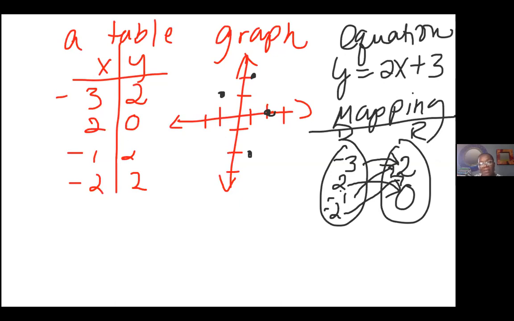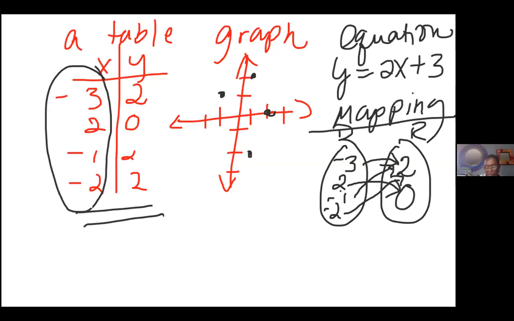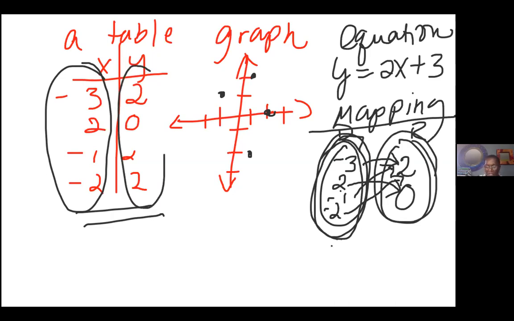Could you explain the mapping again? Okay, let me recap this. Let me bring this back. Okay, there we go. The mapping is just another way for you to display the relation. You see how I have the relation in the table right here? And the domain has the elements -3, 2, -1, -2. That's what's in the first oval right here. So the first oval represents the domain. And then the second oval represents the range, and the range had the elements 2, 0.